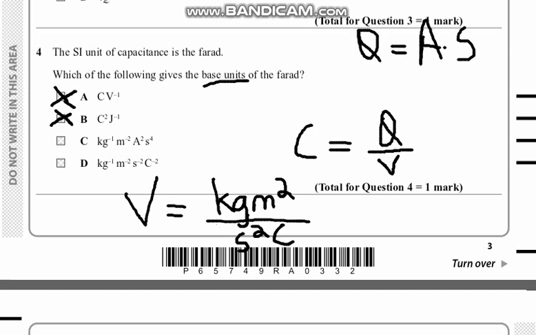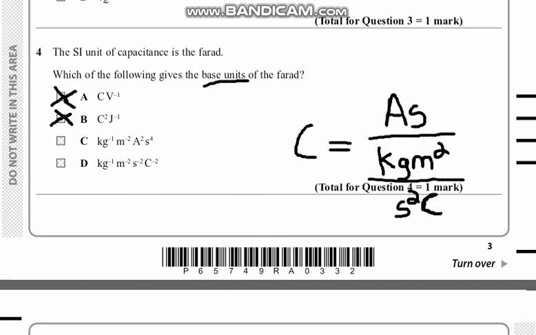Now what I'll do is I'll plug these base units into their respective units. C equal to AS, that was originally the charge, upon voltage, which was kg meter squared upon S squared C. Now what happens when I divide AS by kg meter squared upon S squared C, that's multiplied, and this S squared and C goes upside on the numerator. There you go, AS C S squared we had originally.